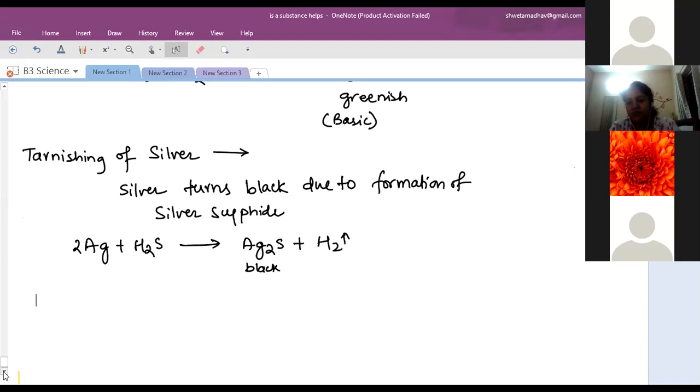Ma'am, what's the equation for corrosion of aluminium? Aluminium combines with oxygen to form aluminium oxide. Okay.